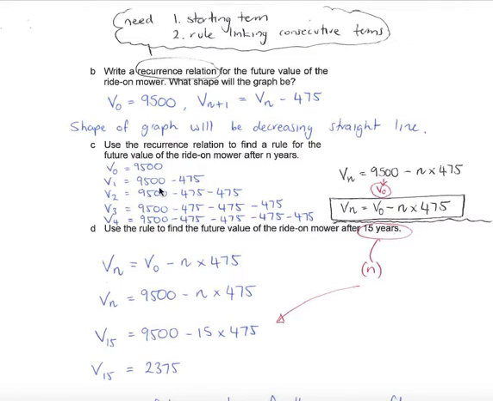So we can see that, we're going to use the initial amount each time. Let's have a look. After 3 years, you can see 9,500, and then we're taking 3 times 475. So you can say 1, 2, 3. So you can sort of see how that's working there.